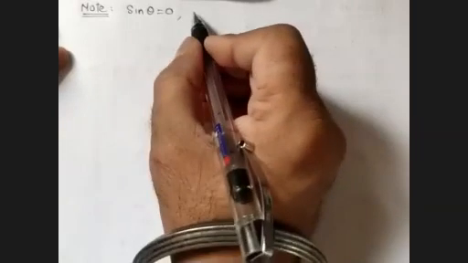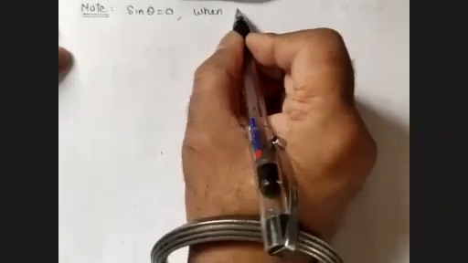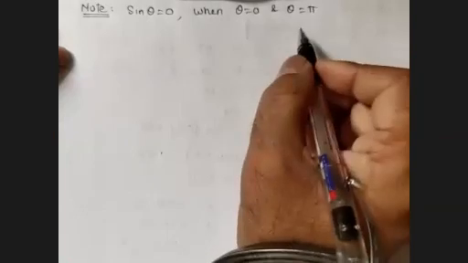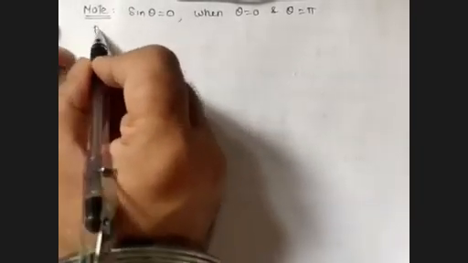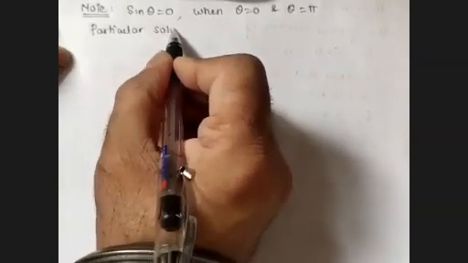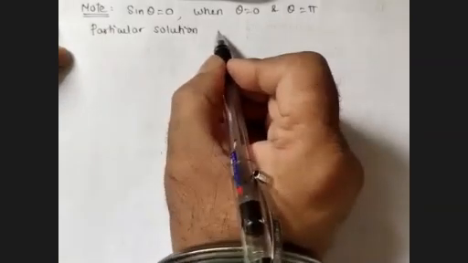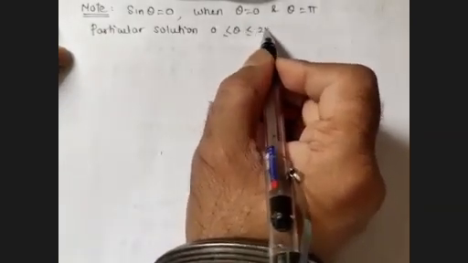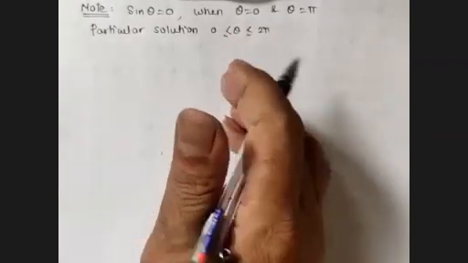So note this point about the theorem: the given condition was that the value of sine theta is 0. So sine theta is 0 when theta is equal to 0 and theta is equal to pi. When we are talking about particular solution, theta will lie between 0 and 2 pi. So this is the particular solution.